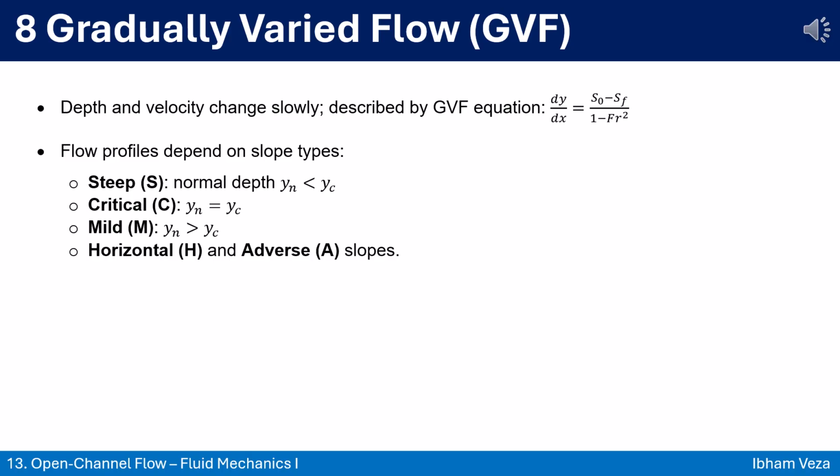Horizontal and adverse slopes introduce special cases. A horizontal slope means zero bed inclination. Think of a perfectly flat channel, while an adverse slope actually rises in the direction of flow, creating unusual and often unstable conditions. Understanding these profiles is crucial for designing weirs, spillways, and transitions.